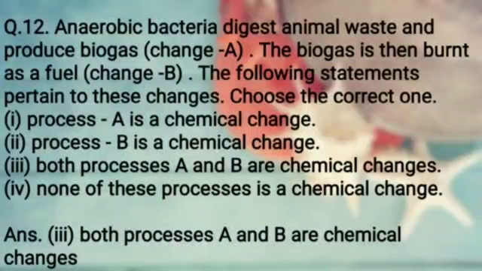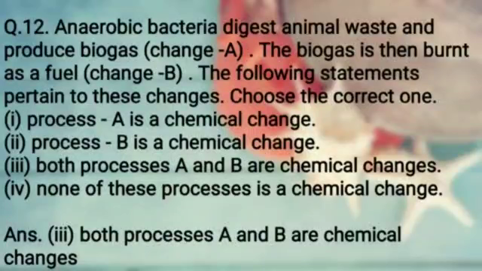First of all, change A. When we eat something, that digests food. So digestion of food, as I told you, which change is it? That is chemical change. And when that biogas burns as a fuel, it produces heat and light, and as I told you, burning anything is a chemical change. So change B is also a chemical change. It means change A and change B both are chemical changes. So which option is correct?